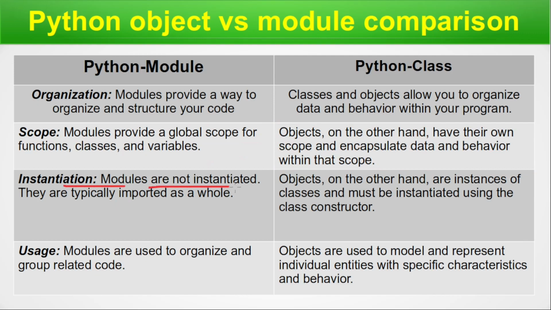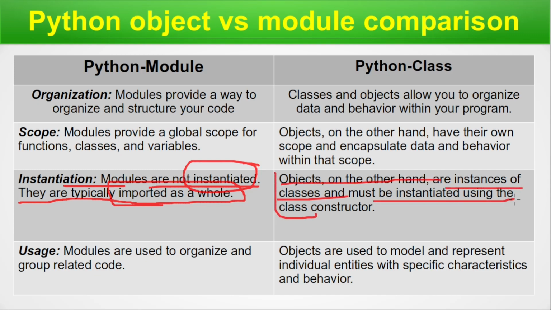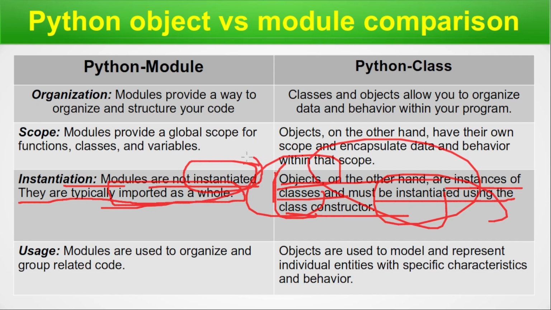Instantiation. Modules are not instantiated. They are typically imported as a whole. That means we do not have an instance of a module, rather it is imported. That means it is taken as a copy. Objects, on the other hand, are instances of classes and must be instantiated using the class constructors. There is a fundamental difference between calling the module and calling the class. Calling the class gives an object, where we instantiate the object, and with the object the whole set of data and methods are instantiated. But for a module, it's just about code.